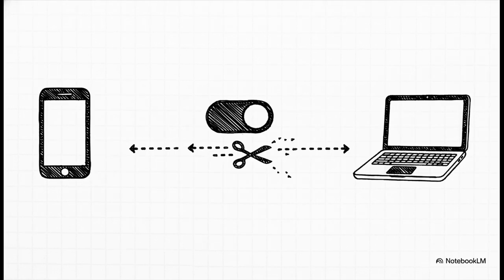Then we hit layer 5, the session layer. You can think of this layer as the conversation manager. Its job is to open a direct communication line between your device and the receiver's device, make sure that connection stays open and stable while you're talking, and then close it down neatly when the conversation is finished. It just keeps the whole back and forth orderly.